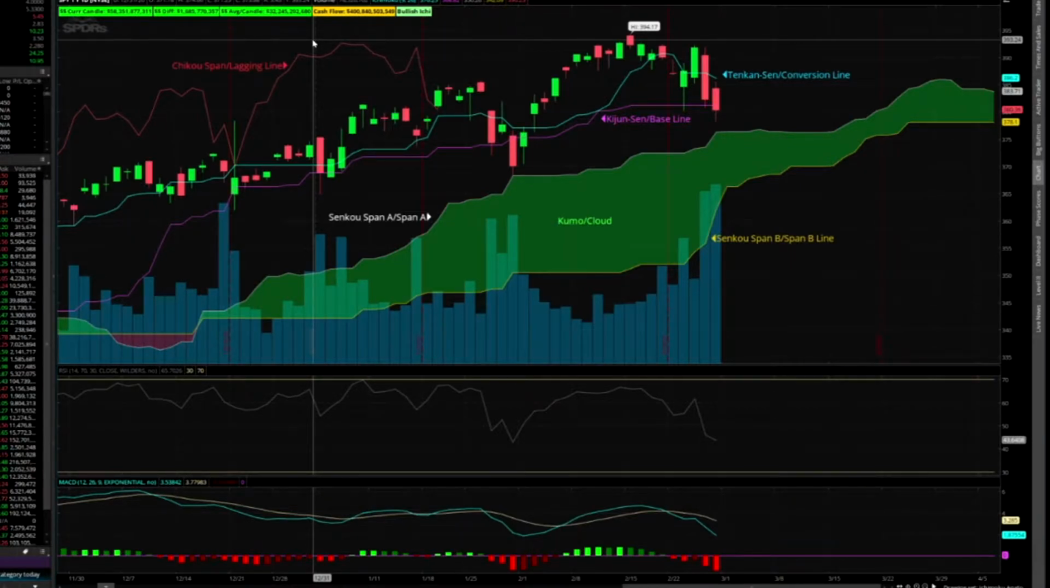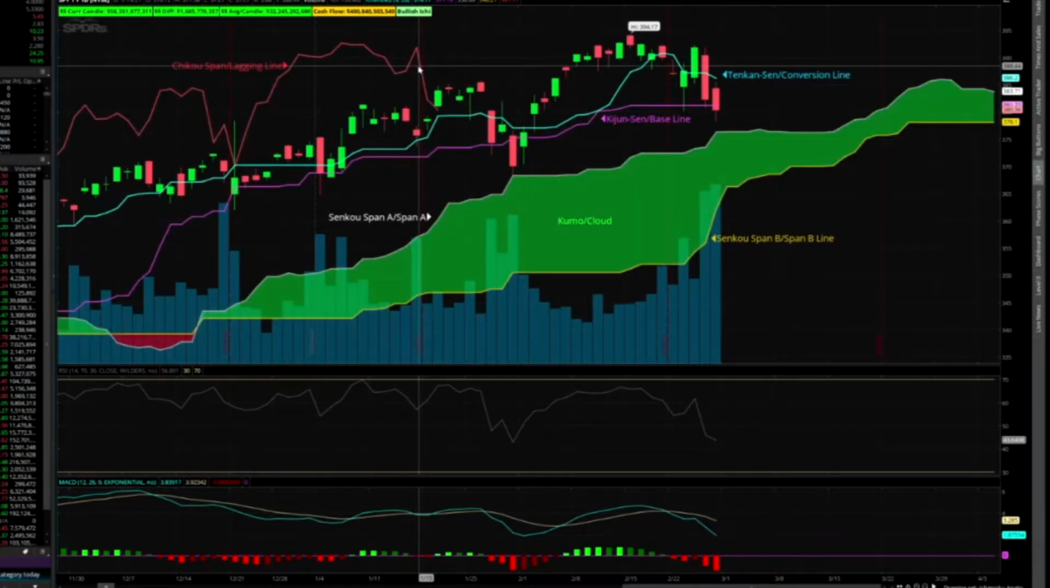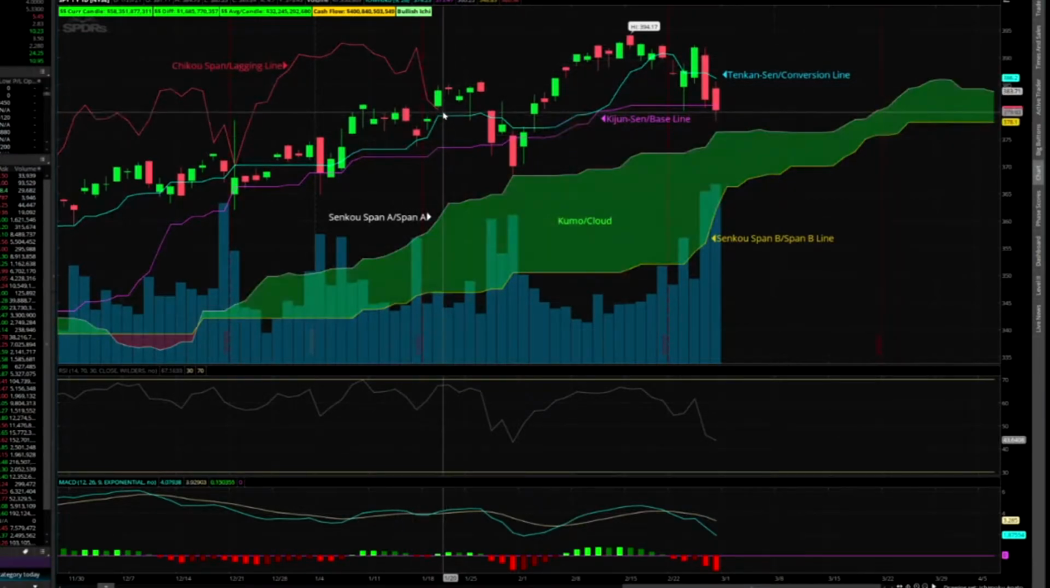If the Chikou lagging line is above the share price 26 days ago, then that signifies that the stock is currently likely to be in a bull trend. So in this case, this lagging line is below the share price of the 26 days back on the chart. So it's indicating that momentum is slowing down and there's a chance that the stock will start beginning a downtrend.